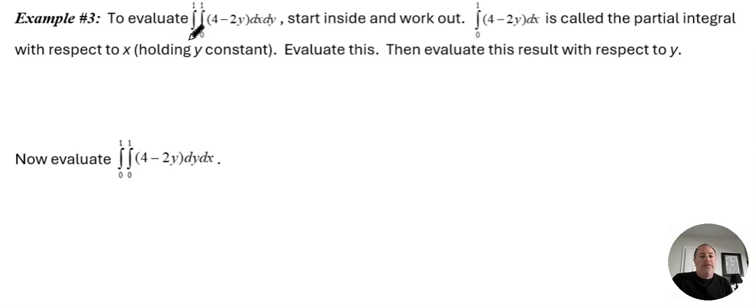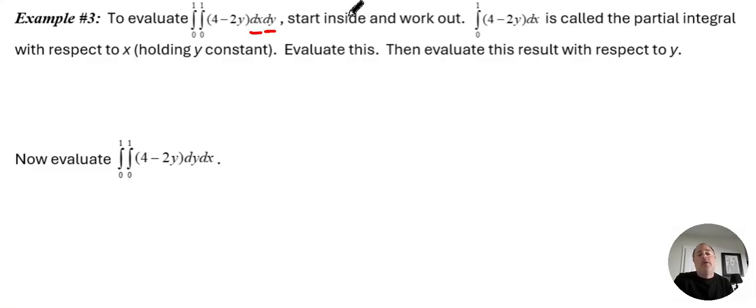All right, guys, so the first thing we're going to do here is look at how to integrate a really simple double integral. And so we're going to look at this example right here. The first thing I want you to understand is that the first integral here, 0 to 1, is actually going to be represented by the dy. And then the second one right here, the 0 to 1, is going to be represented by the dx here.